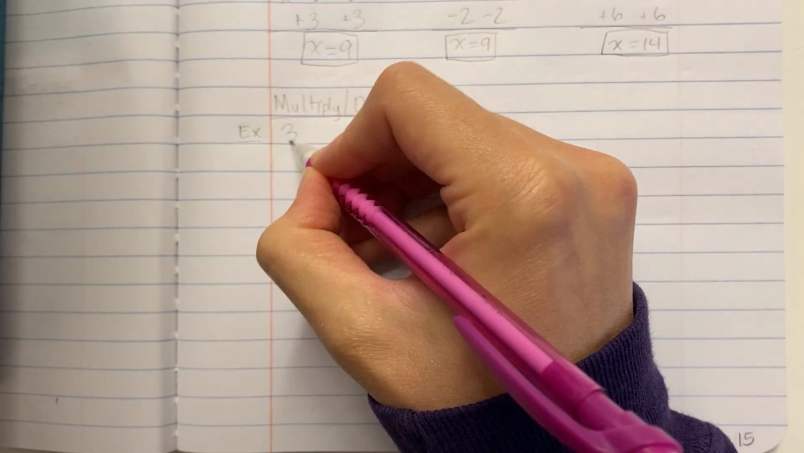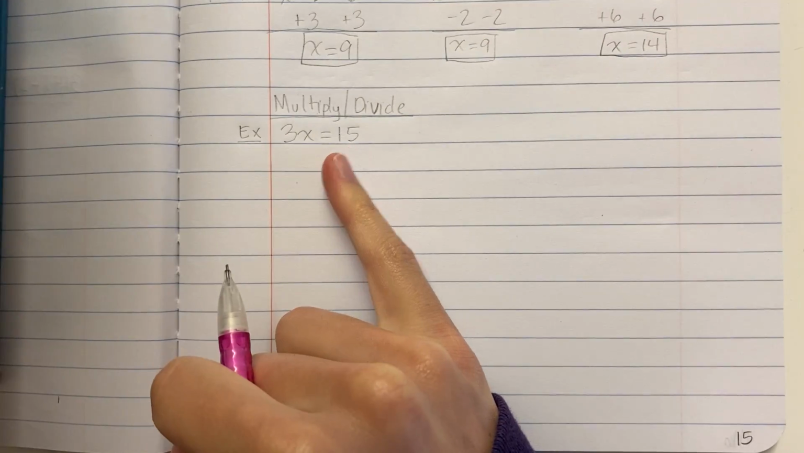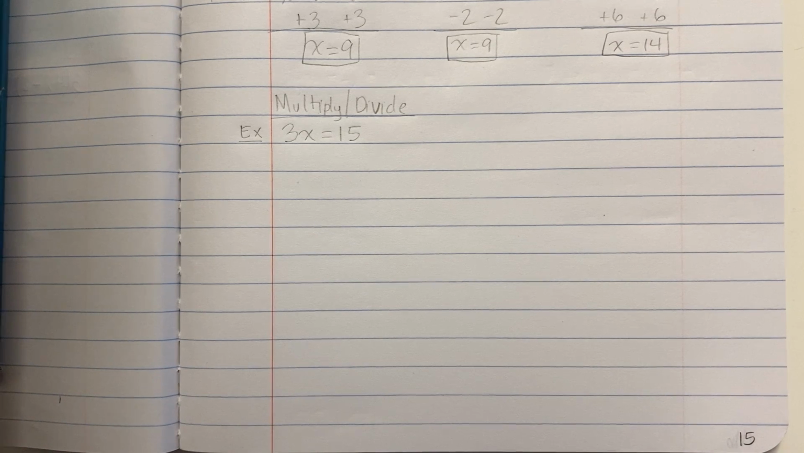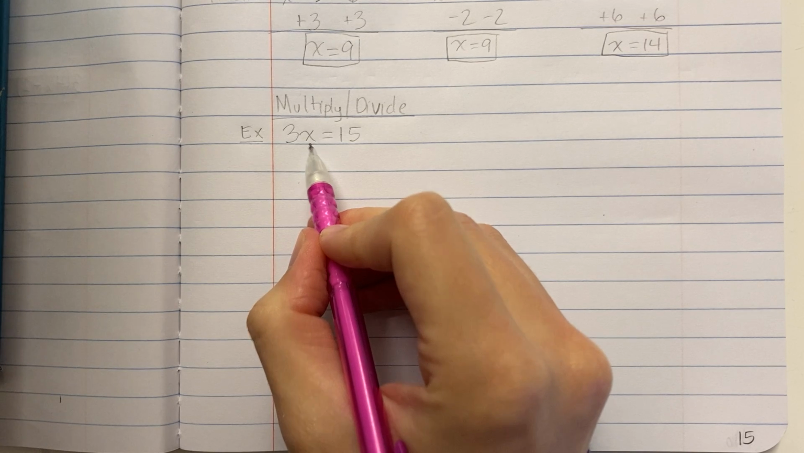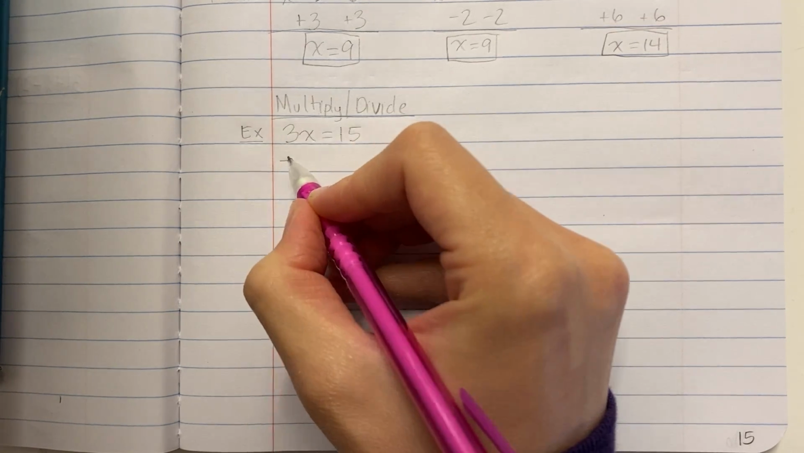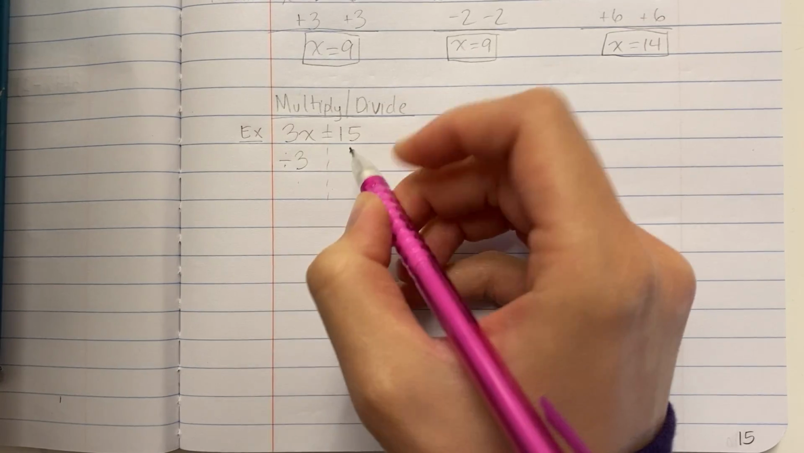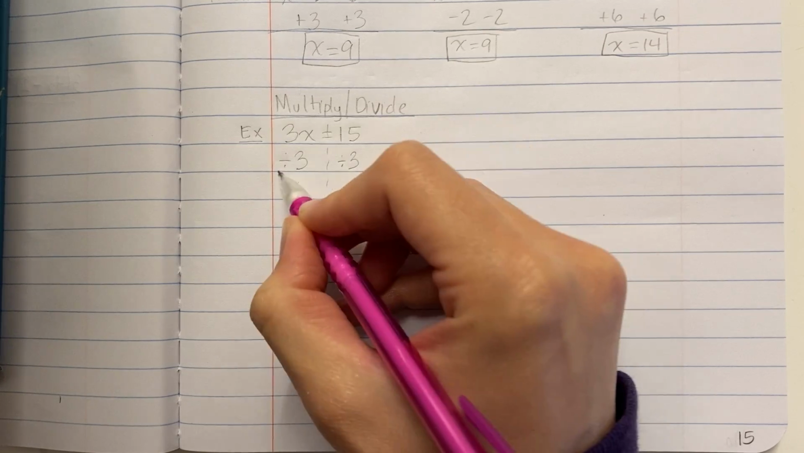If I have 3 times x equals 15, I ask myself, what's happening to x here? Because remember, I'm always going to undo what's happening to x. So I'm asking myself, what's happening to x? Oh, it's being multiplied by 3. What's the opposite of multiplication? It's division. So I'm going to divide by 3. And remember, if I divide by 3 on one side of my equal sign, I divide by 3 on the other side of my equal sign.